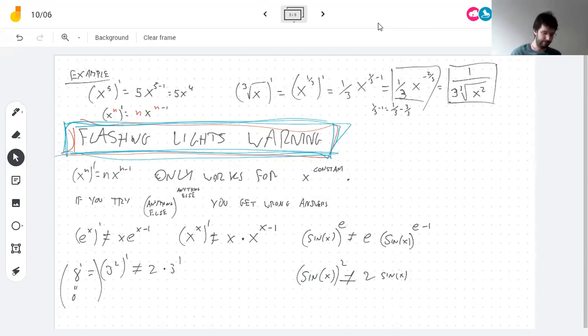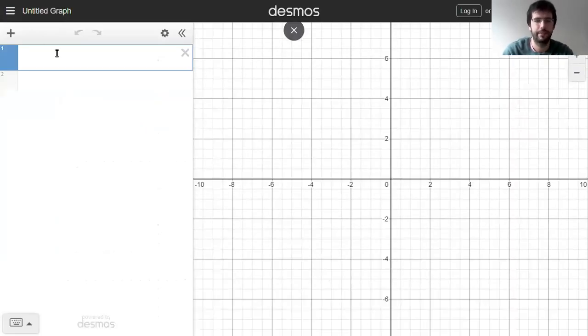Nope. Wait, so if you did e to the second power, you couldn't do 2e as a derivative? The derivative of e to the second power is zero because that's the constant. That's just a function. There's no x anywhere. That's the function that is always 8.5 or something. So it has to be like a variable or some sort? It has to be a function.